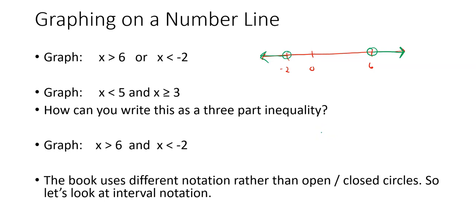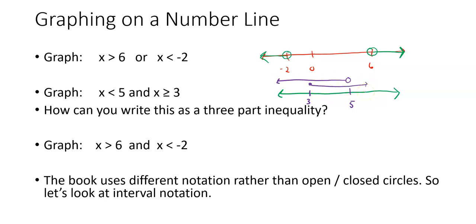The second question says graph x is less than 5 and x is greater than or equal to 3. Let's set ourselves up a number line because then the second question asks something about a three-part inequality, which will make more sense after we graph this. So let's put a 3 on here because we're going to need that. And let's put a 5 on there because we'll need that. X is less than 5 starts here and works to the left, right? Less than 5. Greater than or equal to 3 starts here at 3 and works to the right.